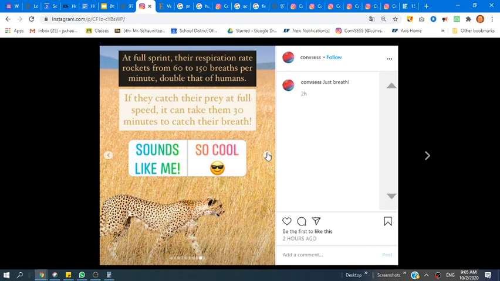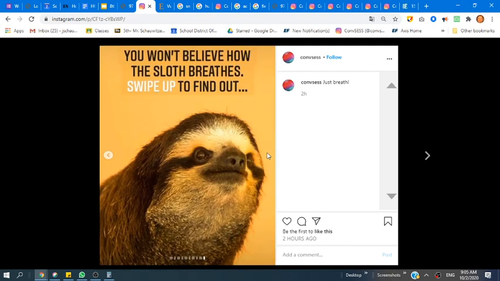I found it kind of cool. So what about other animals, especially here in Costa Rica? Well, what I'd like you to do is research how other animals like the sloth breathe. Okay, so you could either do a Google search and type in how does a sloth breathe, or you could look and find more information on a different website.